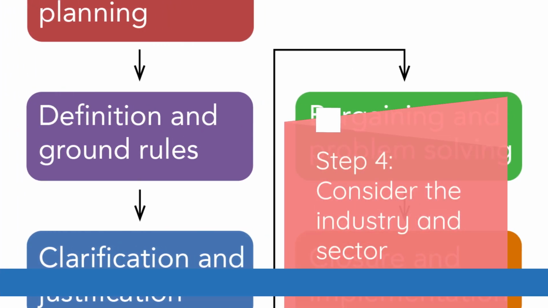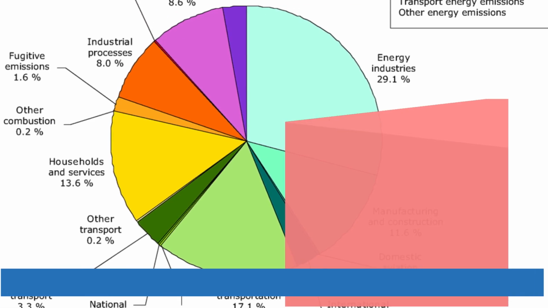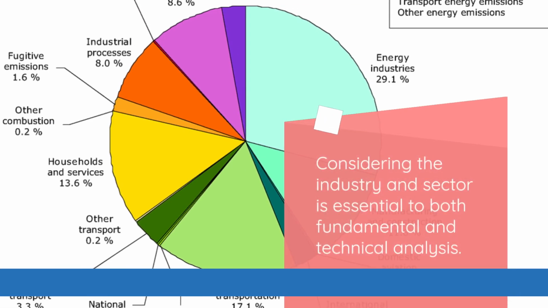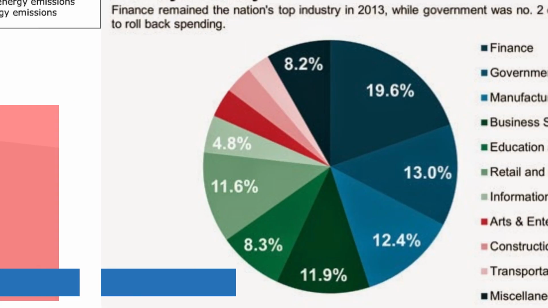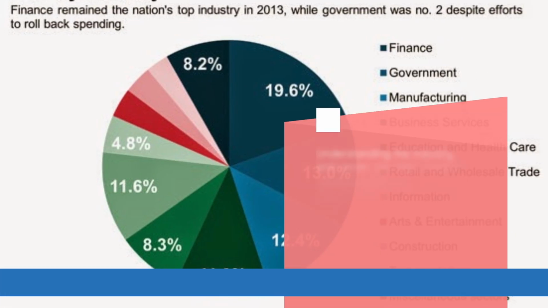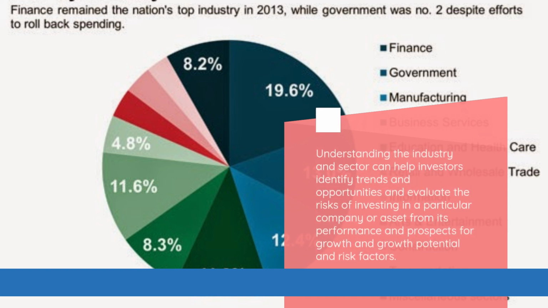Step 4. Consider the industry and sector. Considering the industry and sector is essential to both fundamental and technical analysis. Understanding the industry and sector can help investors identify trends and opportunities and evaluate the risks of investing in a particular company or asset from its performance and prospects for growth and growth potential and risk factors.